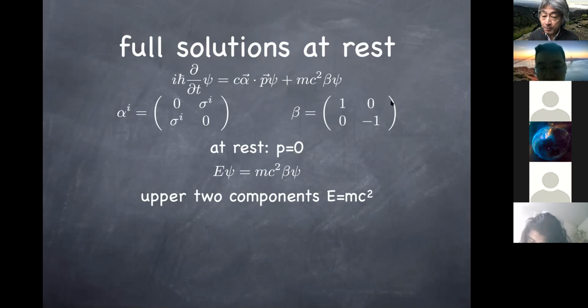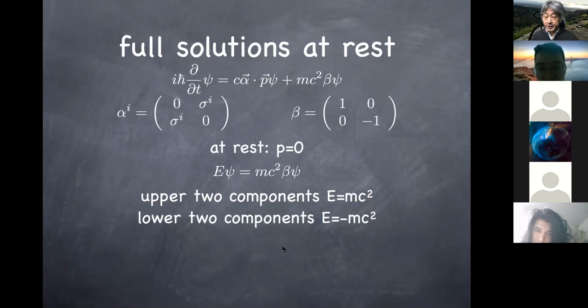For the lower two components, where the eigenvalue of beta is -1, you stick it over here, and therefore the eigenvalue of the energy is negative mc squared. And you find a solution with negative energies. I have two solutions with positive energies, which looks right. Energy is indeed mc squared for the particle at rest. I have two solutions for that because we have two components, which is also great because we are talking about a spin 1/2 particle. Spin can be either up or down, and you are supposed to have two solutions.